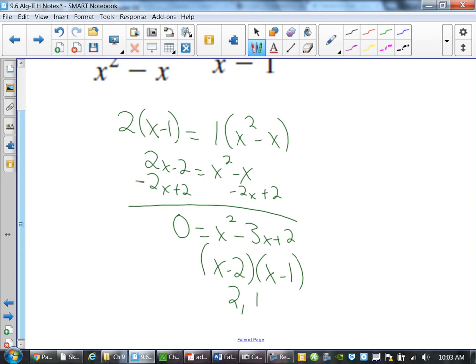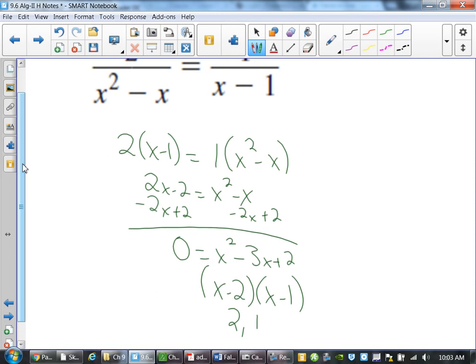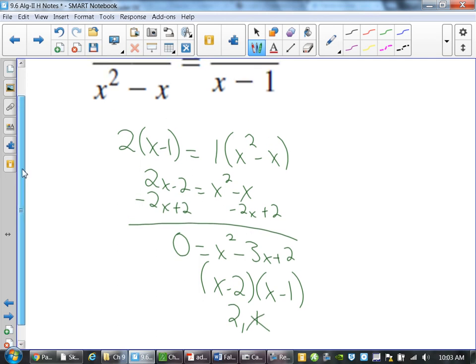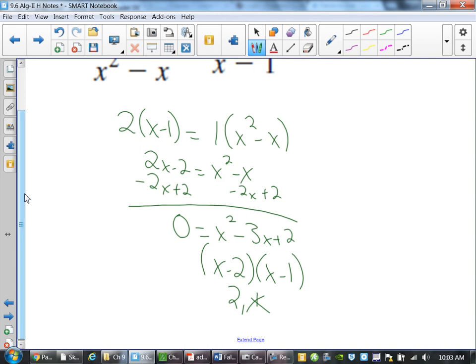Now take a look at our answers up here. Can x be 2? Yes, 2 would work. Can x be 1? No. 1 would be an extraneous solution because I can't divide by 0. So the only one I really need to double check is to see if 2 works. 2 times 1 is 2. 2 squared minus 2 is 2. It works.